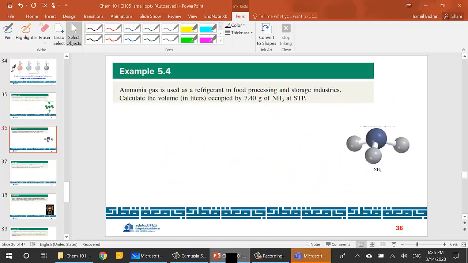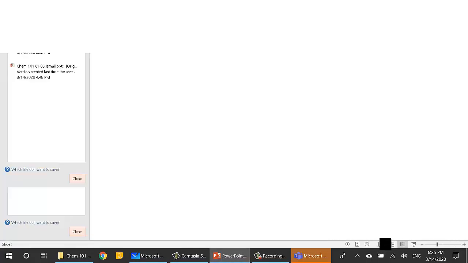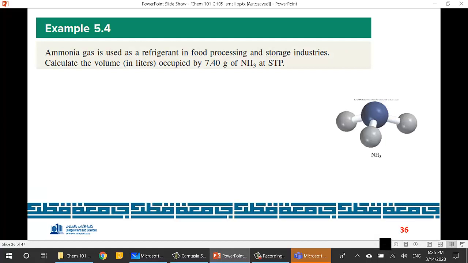Now, the other question is, ammonia gas is used as a refrigerant in the food processing and storage industries. Calculate the volume, so it needs the volume in liters, occupied by 7.54 grams of ammonia at STP. So we don't have much information, we just have ammonia and grams, and it needs the volume.